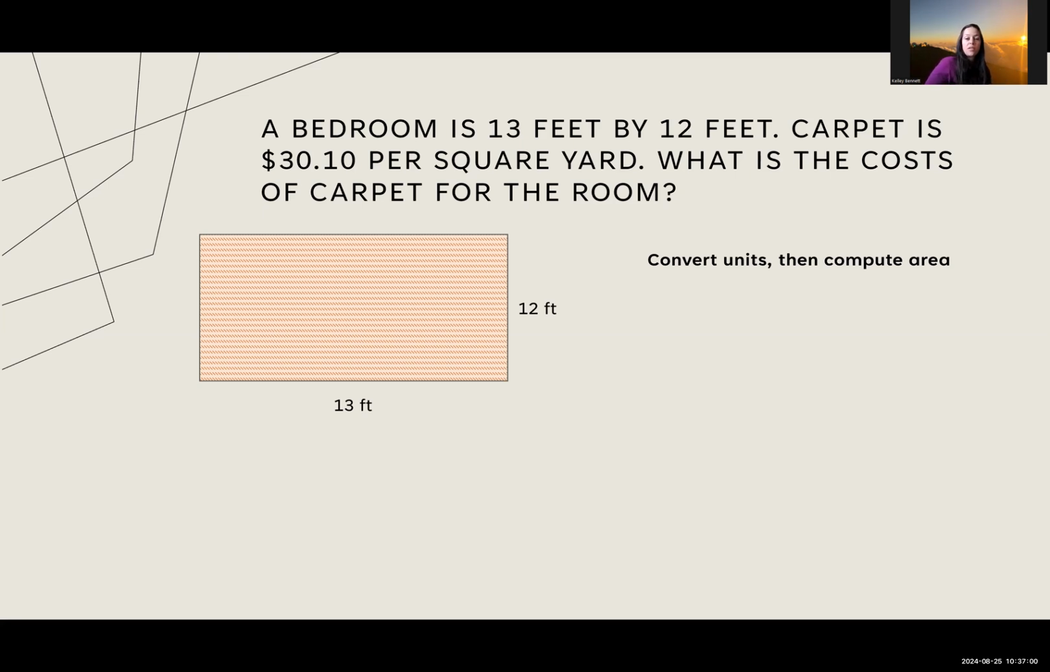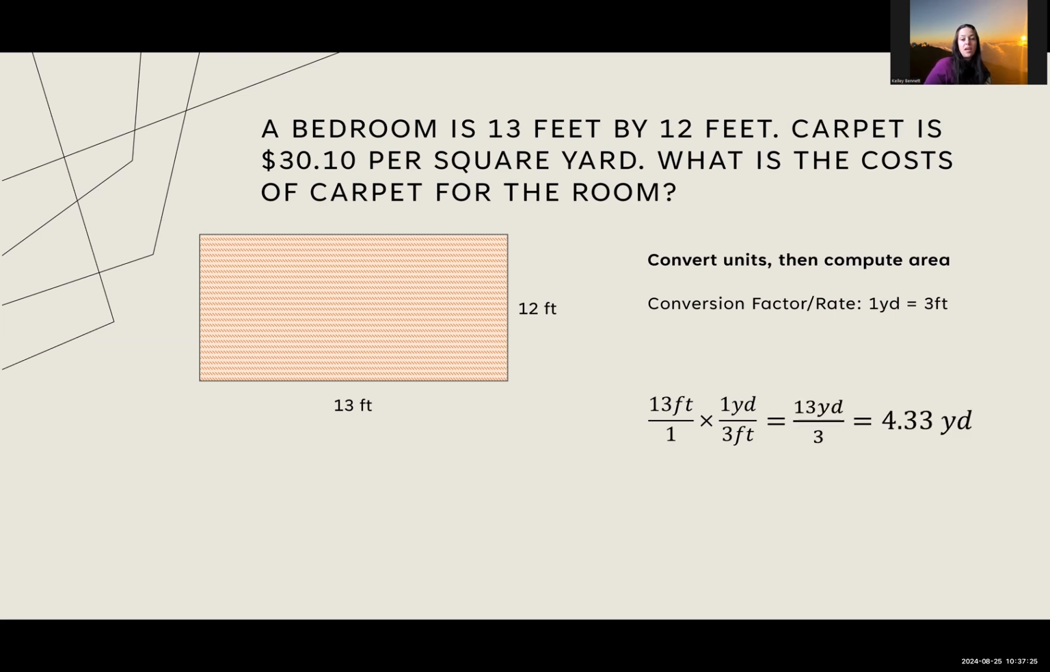So first, we're going to convert the units on each, the base and height, and then I'll compute the area after that. So my conversion factor or rate is 1 yard equals 3 feet. So let's go ahead and convert the units on the base. We'll take 13 feet into some number of yards. So I can take 13 feet over 1 times 1 yard over 3 feet. That will cancel out feet and leave me with 13 yards divided by 3. So the base in terms of yards is 4.33 yards.